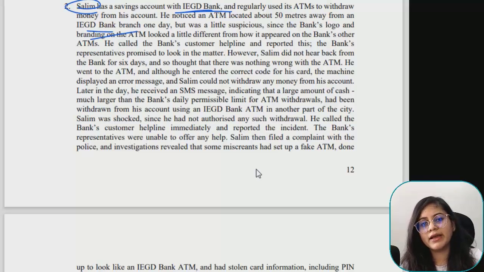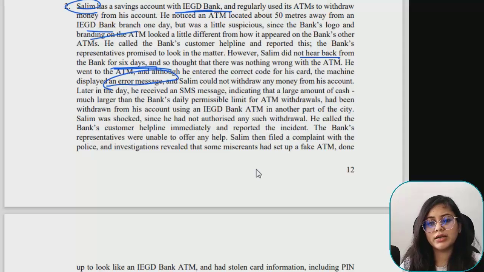So he approached the bank officials, he called up the customer care and told them that he was suspicious about this ATM that had opened up, and the bank said that they will look into the matter. Since Salim did not hear back from the bank in 6 days, he thought nothing was wrong. He went to withdraw money, although an error message appeared and he could not withdraw the money. Later a large amount of cash, larger than the bank's daily permissible limit, was withdrawn, and Salim was really shocked that he did not authorize such a withdrawal.